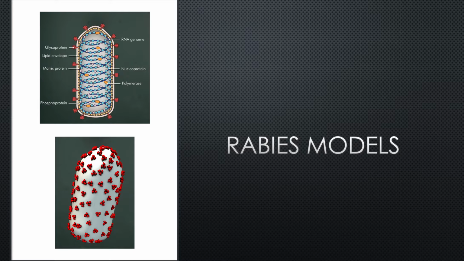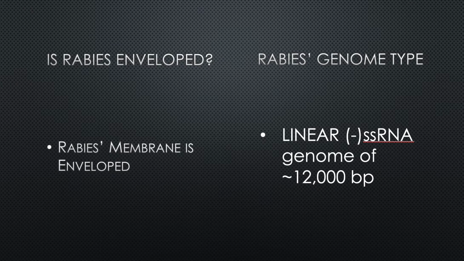So here are some models of rabies. The bottom one is a 3D model, and the top one is a cross-section model. Is rabies enveloped? Rabies' membrane is in fact enveloped, and rabies' genome is linear, a negative single-stranded RNA of about 12,000 base pairs.